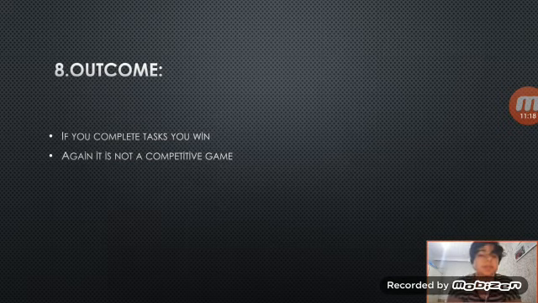The last formal element is outcome. Again, because of the game's concept, there is no competition and there is not a winner or loser at the end of the game. Also, the game doesn't have an end, so the outcome, I think, is not that strong. But if you complete some tasks, you win some things like stars or cash or some rewards. So I think the outcome can be considered like that.